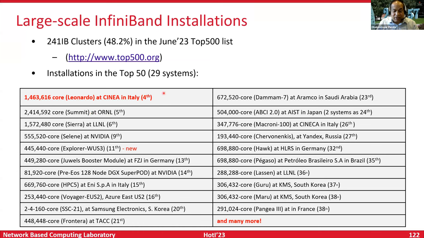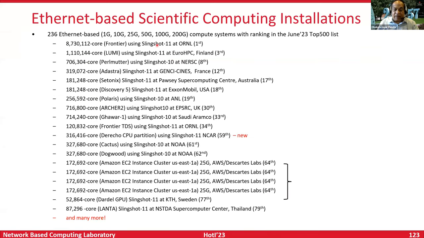So this is the Top 50. You get basically 29 systems, as you can see. And in Ethernet, as I said, these are all different speeds, starting from 1 gig to 25 to 100 to 200. This is Frontier, which I talked about, the 8 million cores. That is the very largest system with Ethernet. There are other systems coming here also.